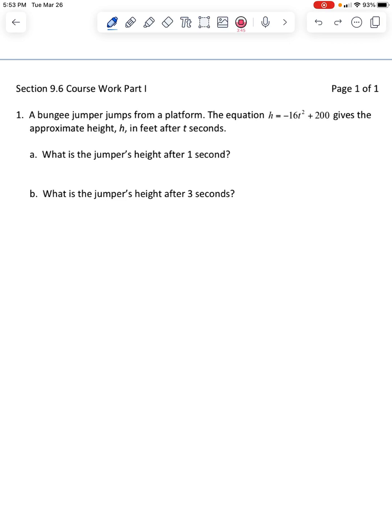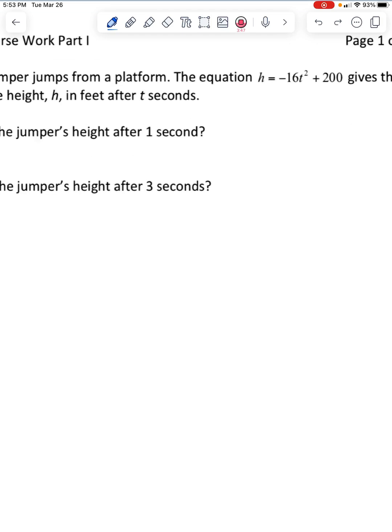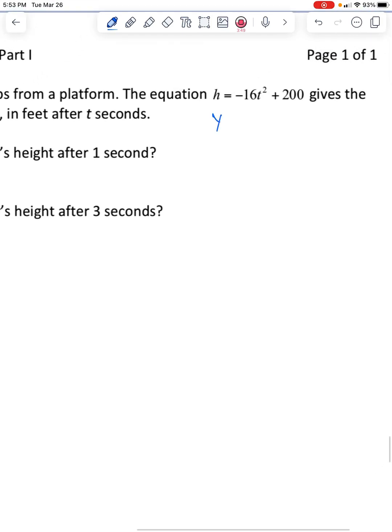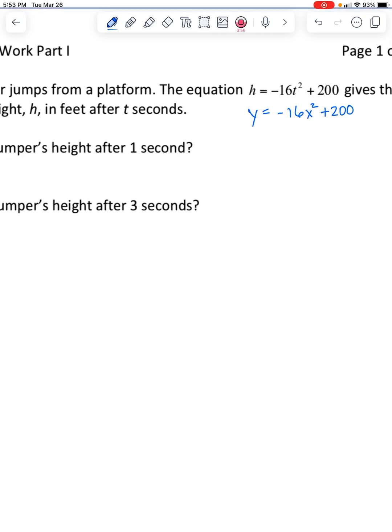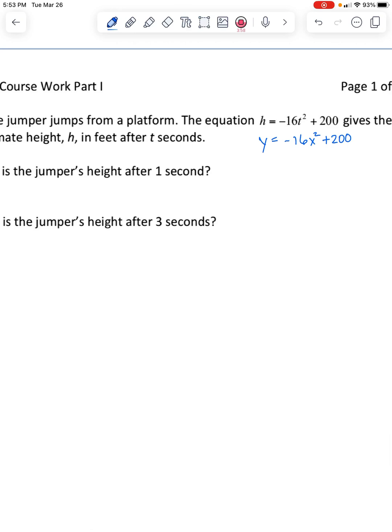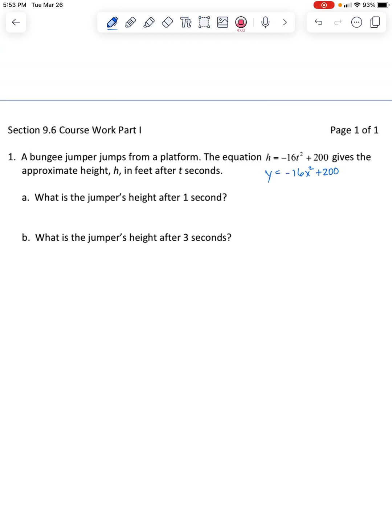So the way we've been seeing these written out would be like this. This is what you're familiar with: y equals negative 16x squared plus 200. But because it's in a word problem now, they just changed the variables to represent whatever terms we're talking about in the problem. In this case, the h replaces the y, and the t squared will replace the x squared. So that's what's happening here.